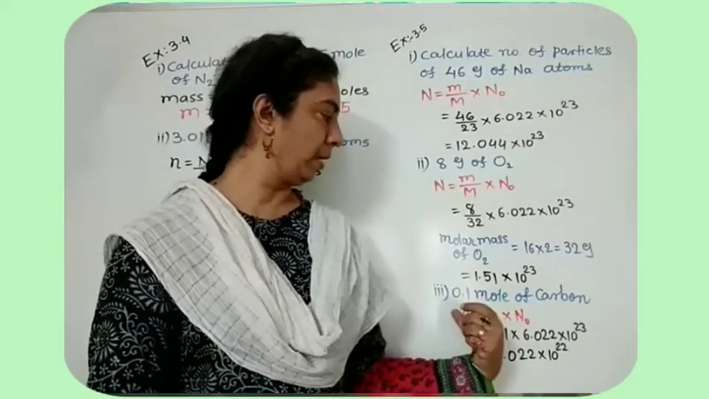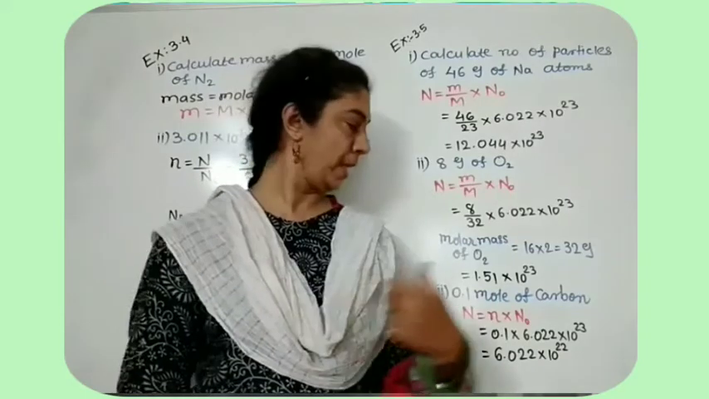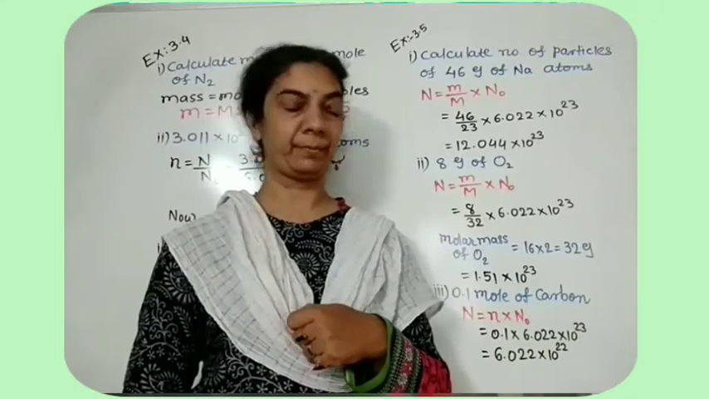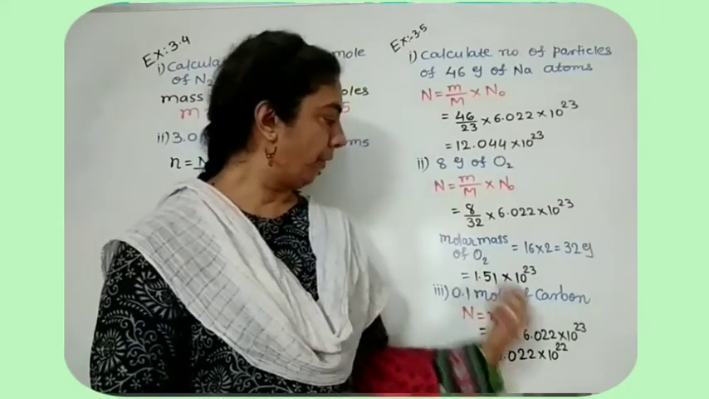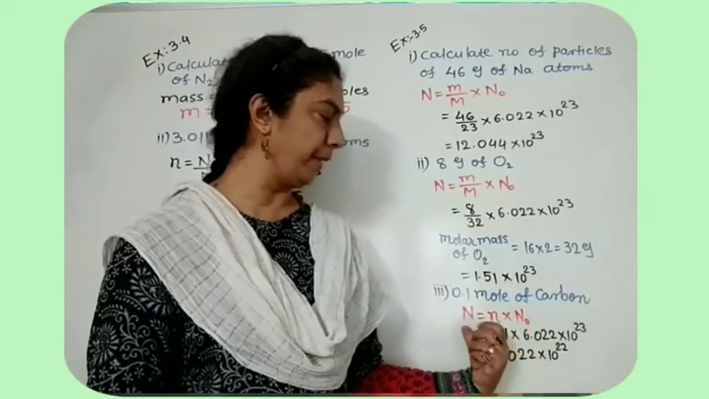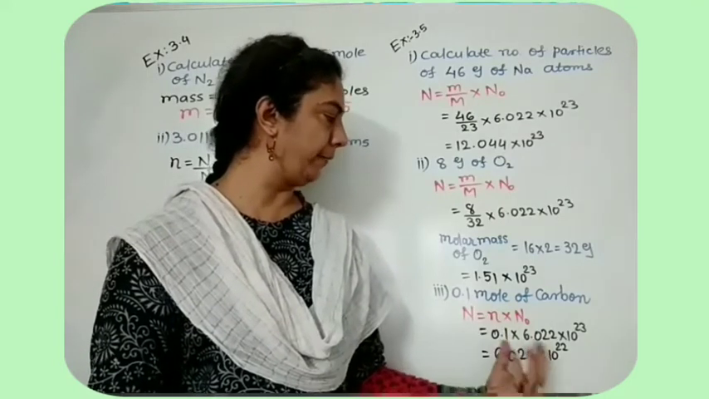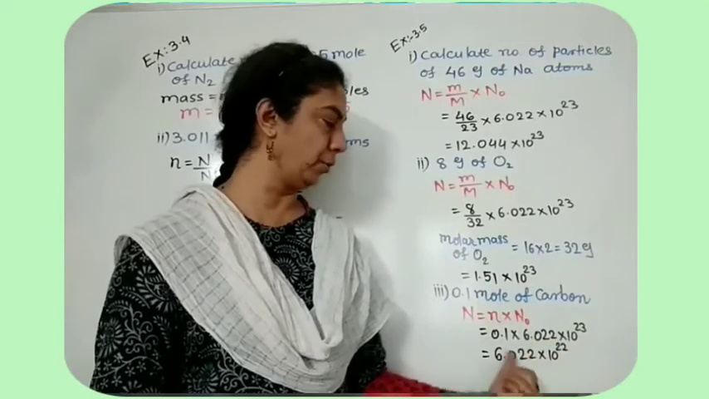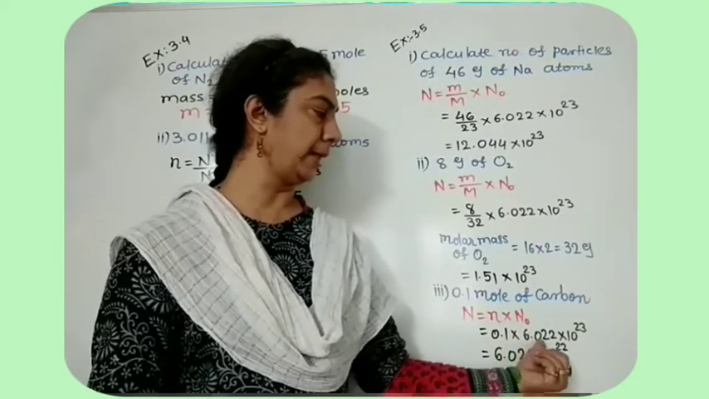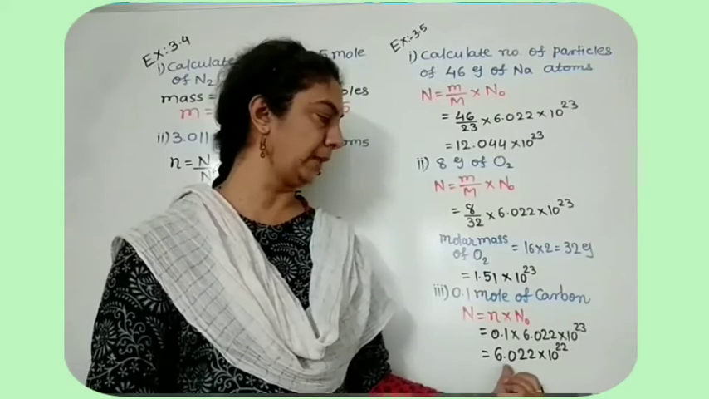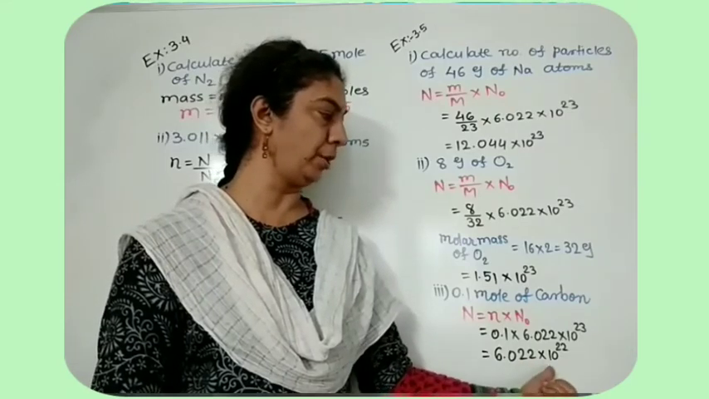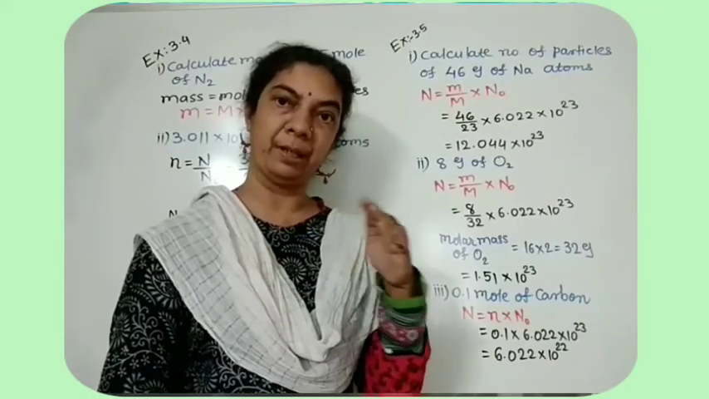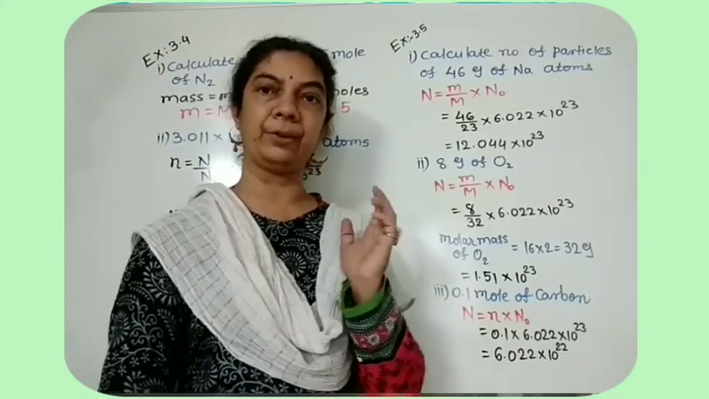Likewise, one last question: 0.1 mole of carbon. Here 0.1 mole is given and we have to find out capital N. So directly we have the formula N equals n into N0. 0.1 multiplied by 6.022. So the answer is 6.022 into 10 raised to 22. Only one decimal will shift and that gives us the answer.